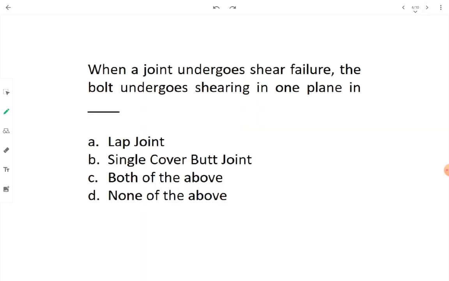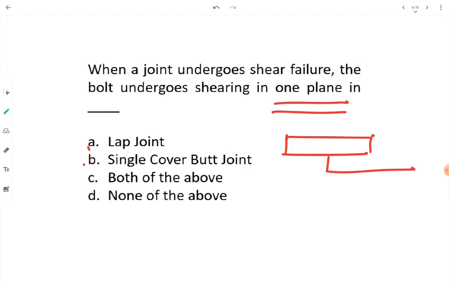When a joint undergoes shear failure, the bolt undergoes shearing in one plane. Focus on the words one plane. In which kind of joint? We have been provided with lap and single cover butt joint. Now let's see. This is the lap joint. This is the overlap, and this is, let's say, the bolt. Let's say the bolt is going to fail in shear. Now if it is failing in shear, this is the single plane of shear failure. This is one plane.